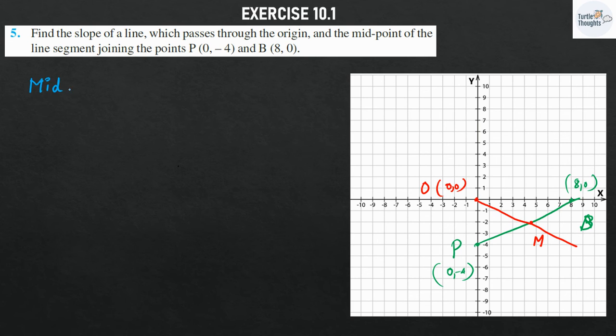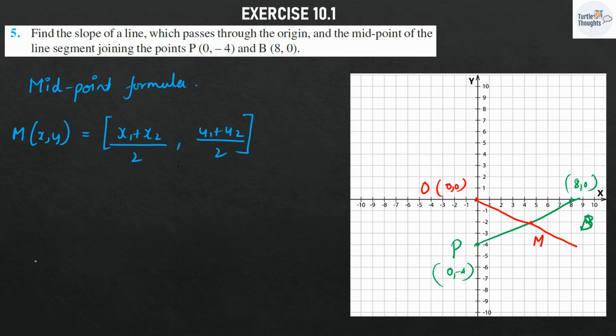So from the midpoint formula, I can tell that M, which is x comma y, is given by x1 plus x2 divided by 2, y1 plus y2 divided by 2, where P, which is 0 comma minus 4, can be taken as x1 y1, and the other point B can be taken as 8 comma 0, which is x2 comma y2.